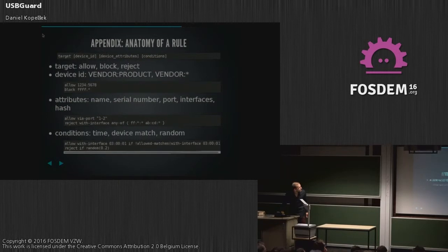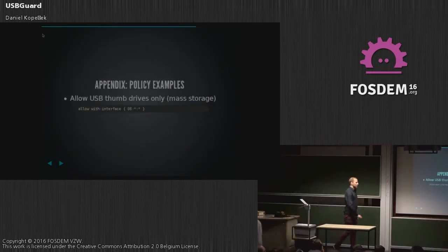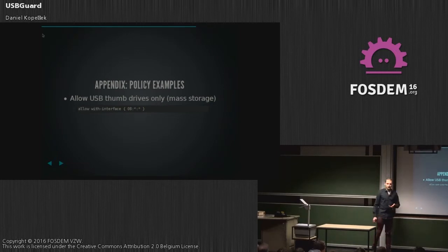I think I have some time, so I will show you some example policies. I didn't want to show them before because it looks scary, to have a bunch of lines in a strange language. But actually, it's quite easy. If you are just a regular notebook user, and all you want to use is USB thumb drives, then you can write this one line in the policy, and it will allow only thumb drives and nothing else. So if somebody inserts a thumb drive with a keyboard inside, it won't be allowed, because the system sees that there are two interfaces on the device, and this rule only allows one interface on a USB device.